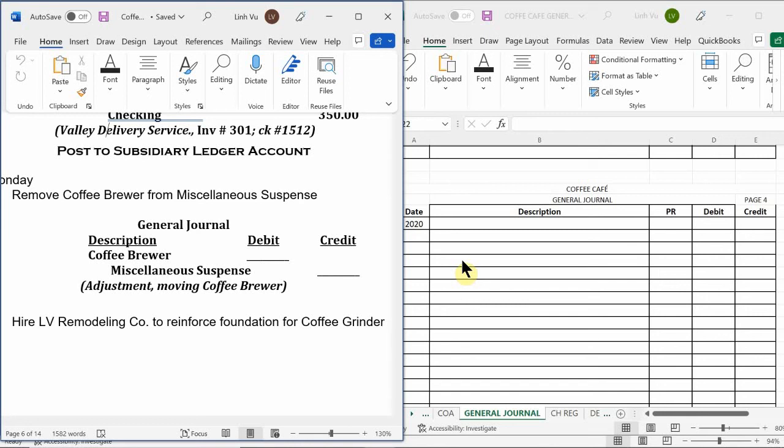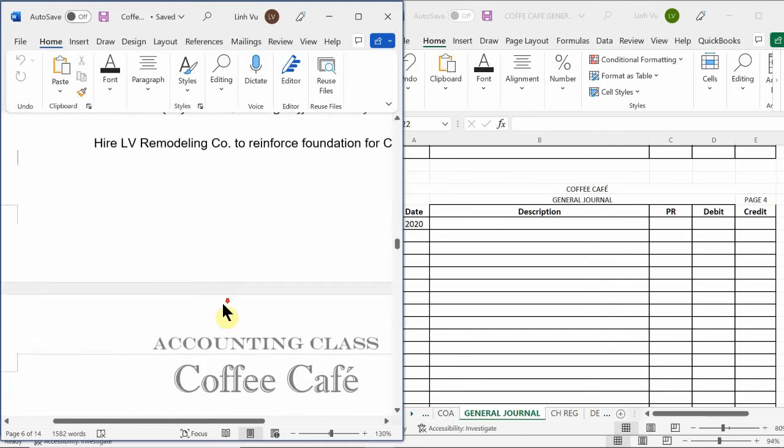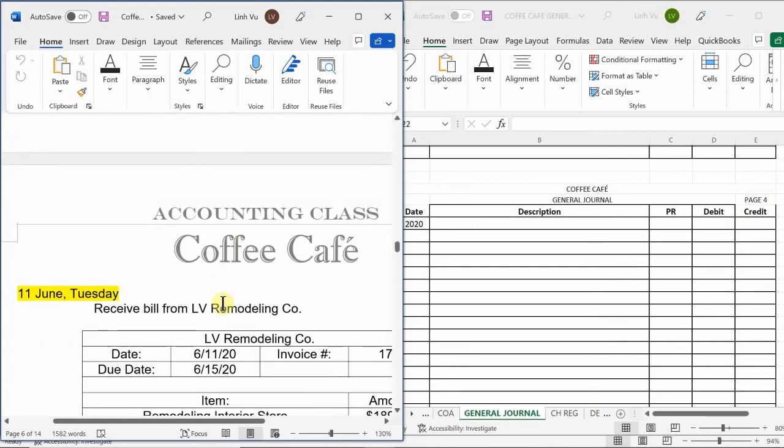Okay, there's no entry for that at this point. Exactly. You're correct, because you just hired them. They haven't billed you yet. You haven't even scheduled to complete the foundation yet. So in this case, there's no entry there because you just simply hired them. Okay? All right.